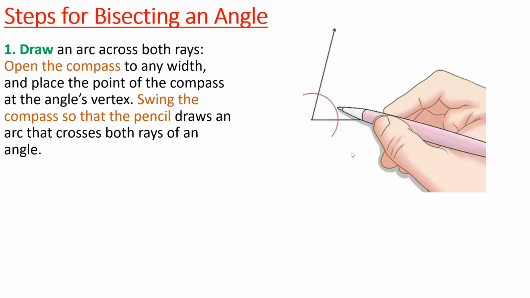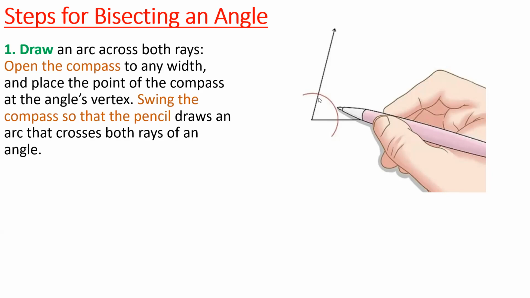How about Ashane? Ashane, are you there? Yes, sir. I need you also to read the first step. Draw an arc across both rays. Open the compass to any width and place the point of the compass at the angle's vertex. Swing the compass so that the pencil draws an arc that crosses both rays of an angle. Very good.